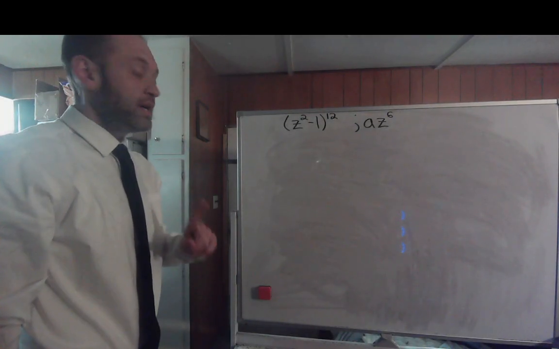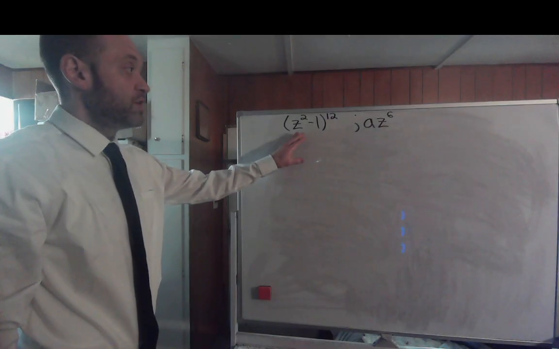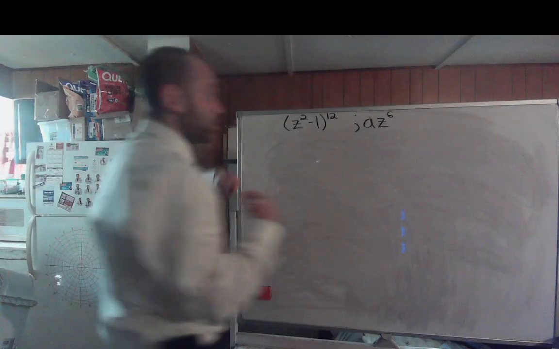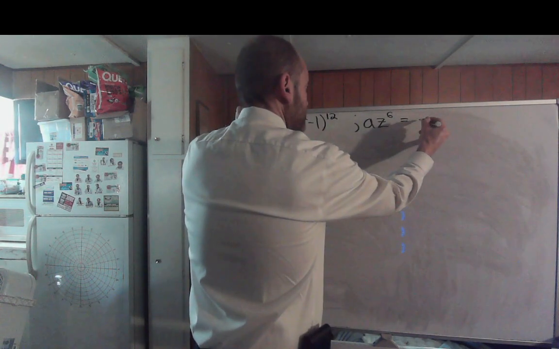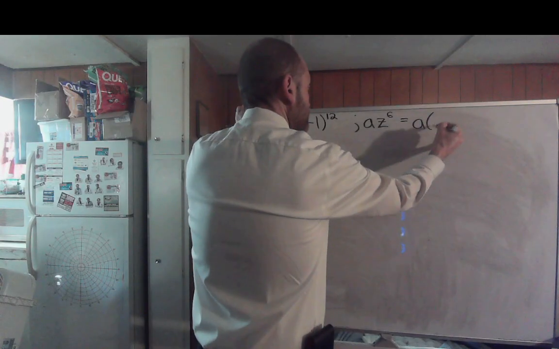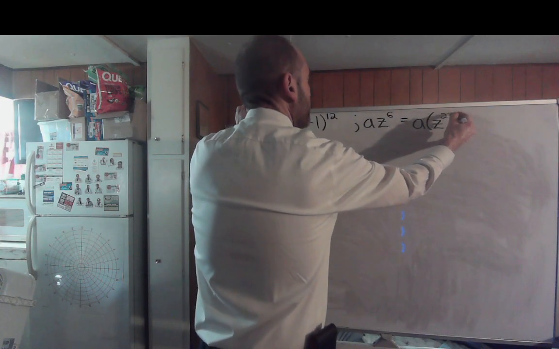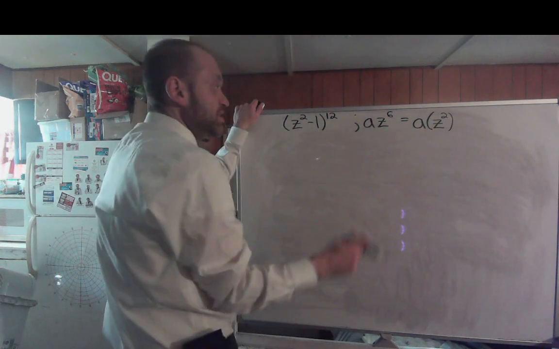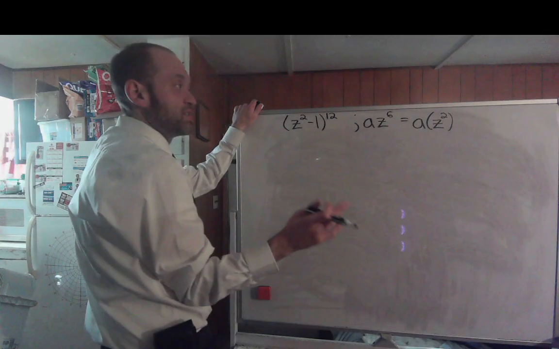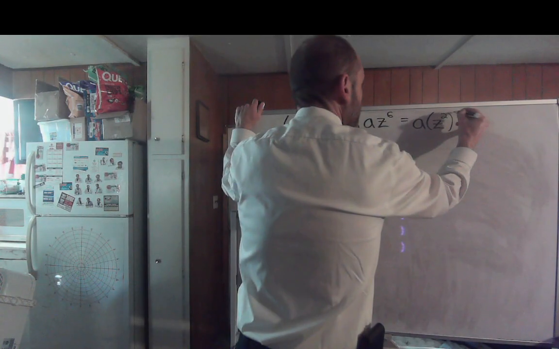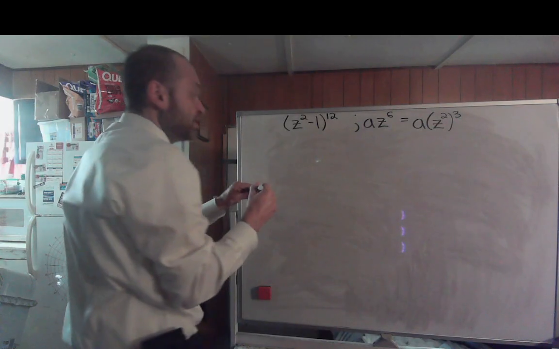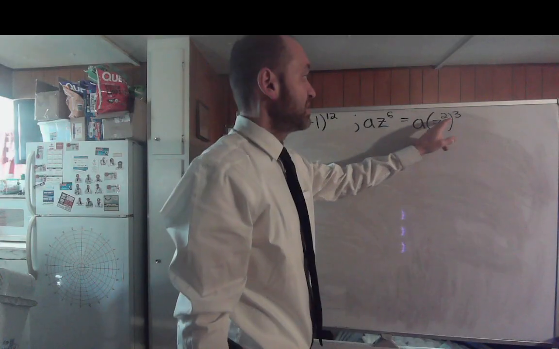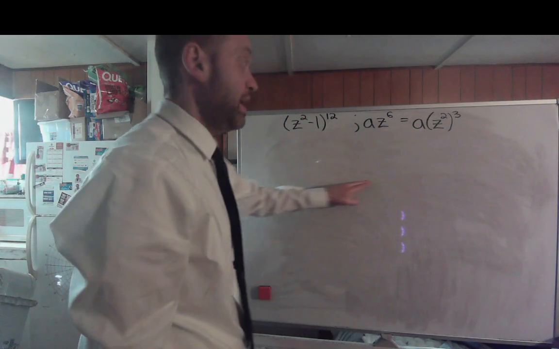Well, keep in mind, the first term in the binomial is actually z squared. So that means we're going to have a times z squared quantity raised to whatever power gives us z to the sixth. Z squared to what power gives us z to the sixth? That would be to the third power, right? So really we're finding the coefficient on a times that z squared raised to the third power.